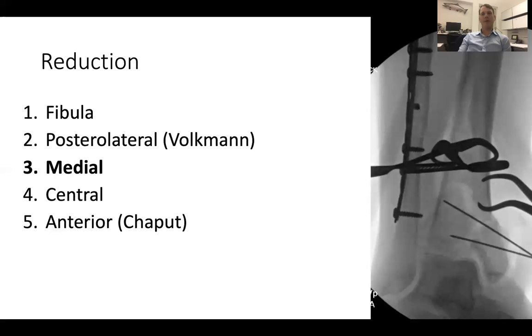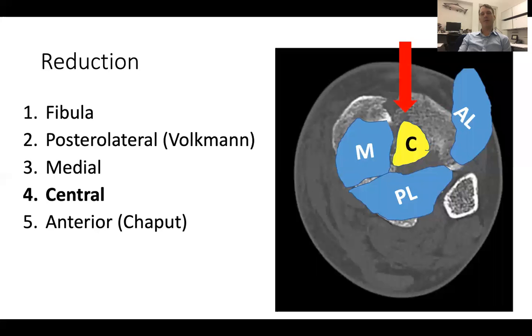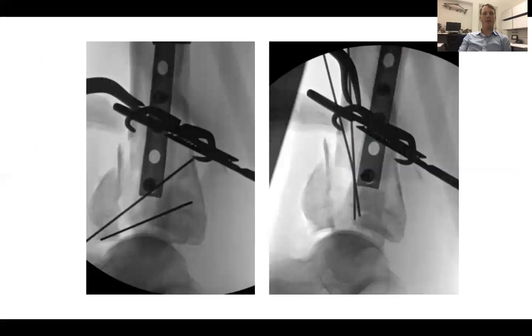We then can get our medial fragment in the ballpark, and then reduce our central comminution, which you can see here. And how do you access that? We have to flip open your Chaput fragment, and then that gives you direct visualization to see that central impaction. This is what's shown here. So the Chaput's opened up.